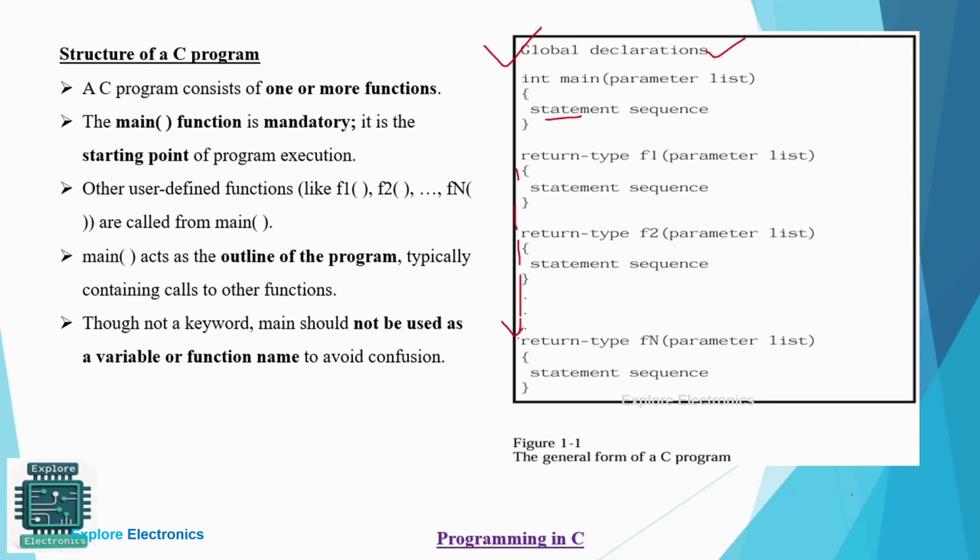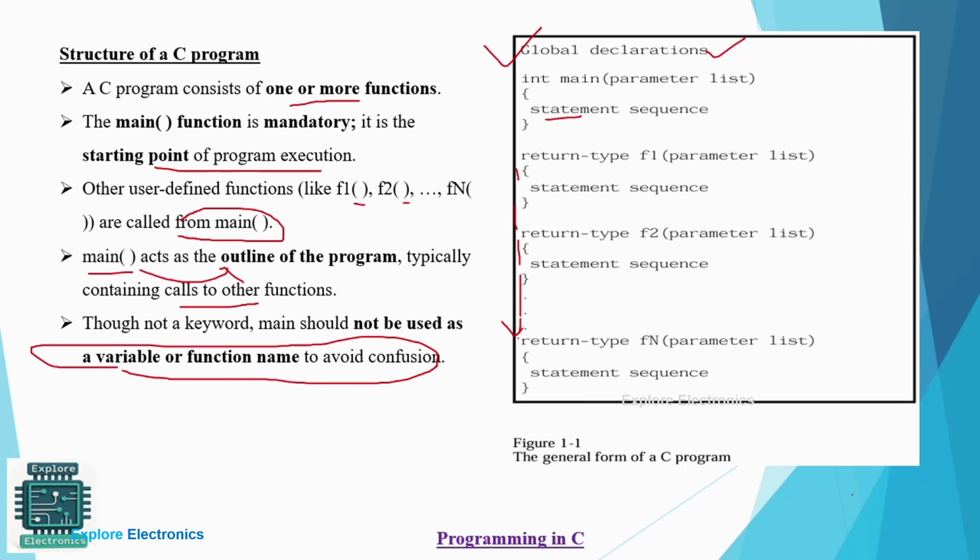A C program consists of one or more functions. The main function is mandatory. It is the starting point of program execution. Other user-defined functions like F1, F2 are called from the main function. Main acts as the outline of the program and typically contains calls to other functions. Though not a keyword, main should not be used as a variable or function name to avoid confusion. It's very important, and the main marks are given for the general form of a C program, that is the syntax, and then for the explanation.